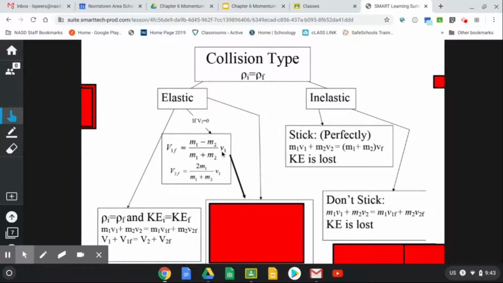So the first object stops and the second object moves away with a velocity of 2 times m1 over... and again, m1 and m2 are the same. So this becomes 1. So the second object moves away with all of the momentum of the system. So they come together. The cue ball is moving. It strikes the object ball. The cue ball stops. The object ball moves off with the velocity of the first ball.